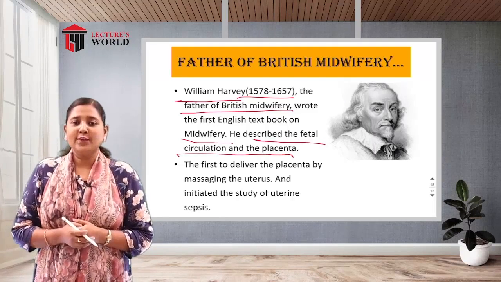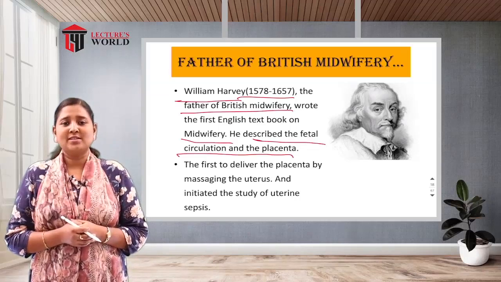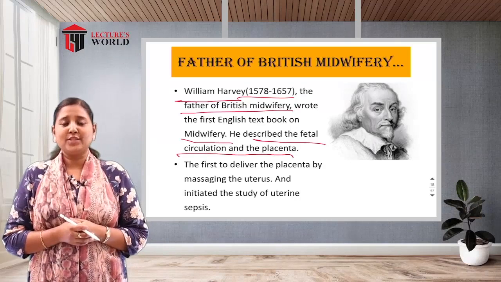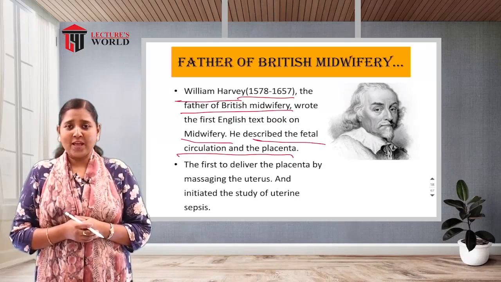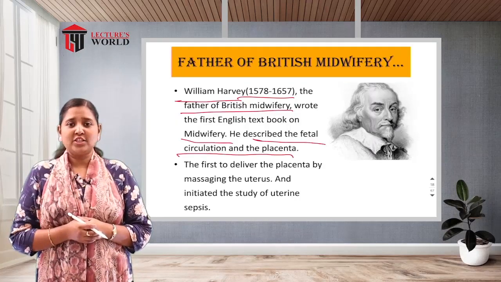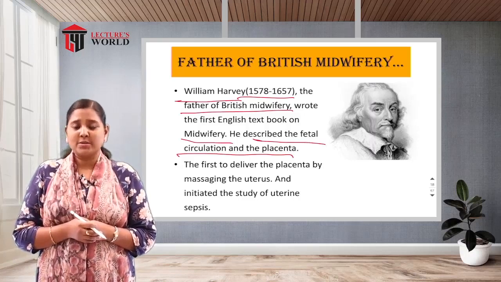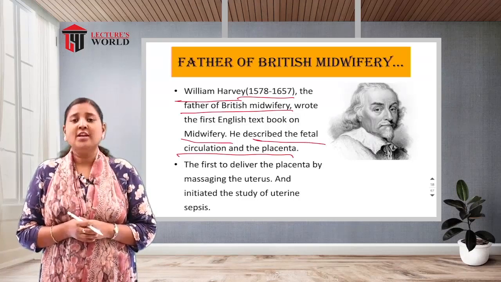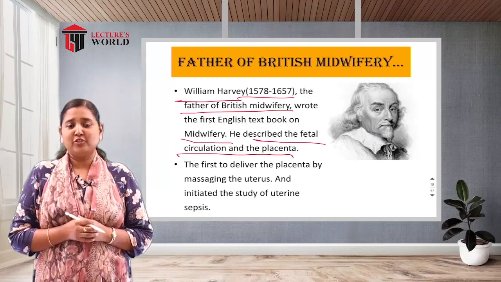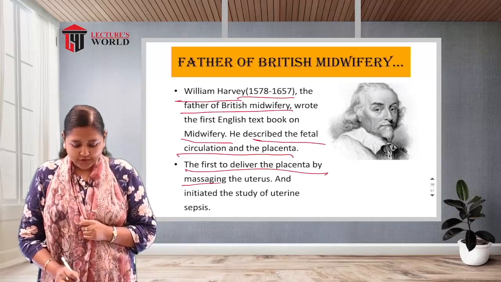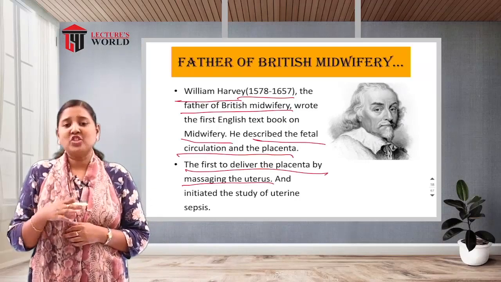You will be learning in the forthcoming classes about what fetal circulation is, and you might already know about the placenta and its functions. So the structure of the placenta, what fetal circulation is, what uteroplacental circulation is, was all described by William Harvey, and he was called the father of British midwifery. And he was the first person to deliver the placenta by massaging the uterus.